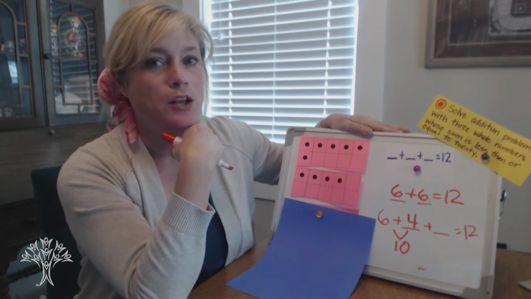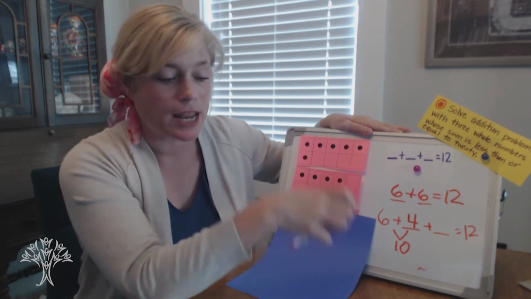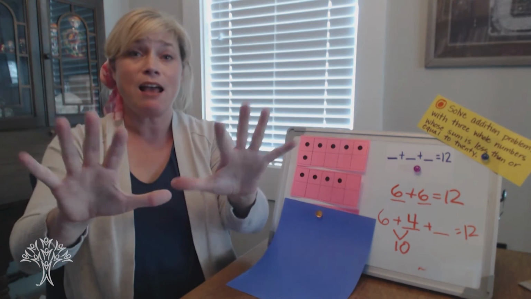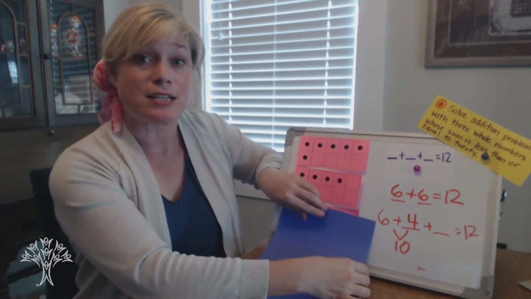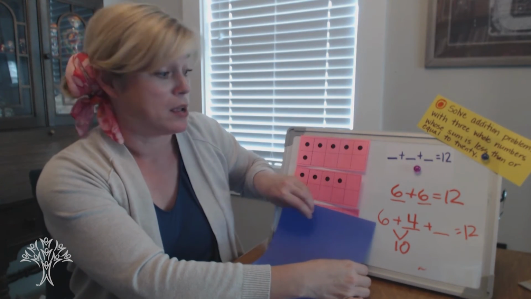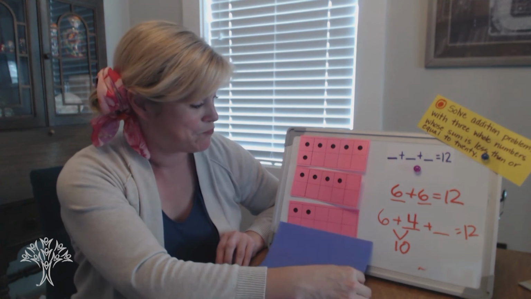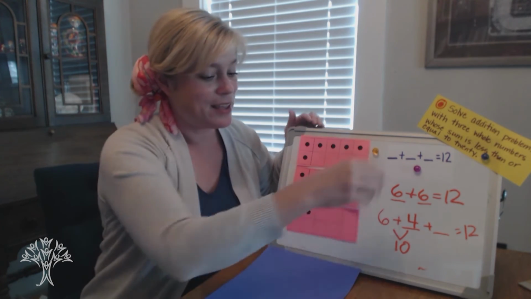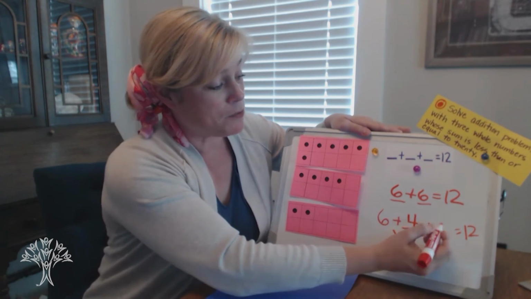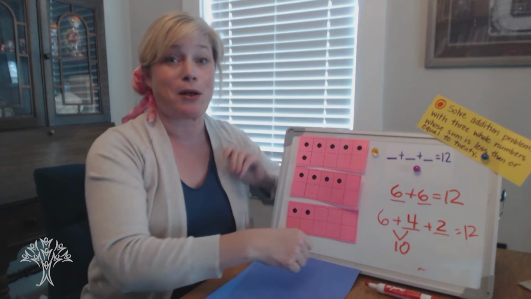Oh, I already know. People are nailing it right now. People are saying 10, 11, 12. We need 2 more. And the prediction is that we have a 10 frame with 2 dots under here. Are you ready to check it out? Yep. So we have 10 plus 4 plus 2 is the same as 12.